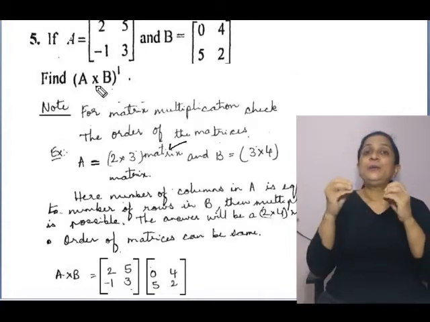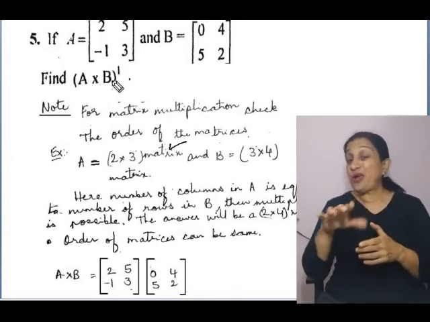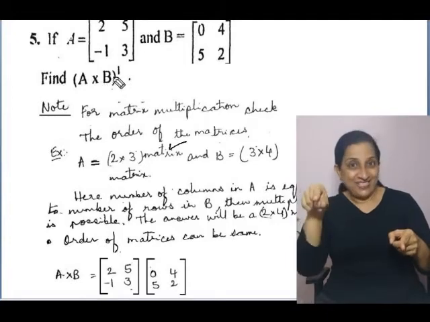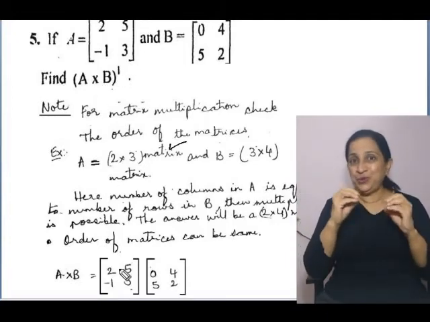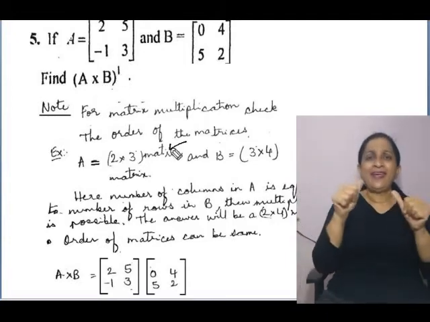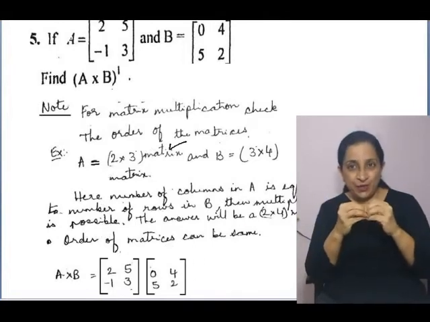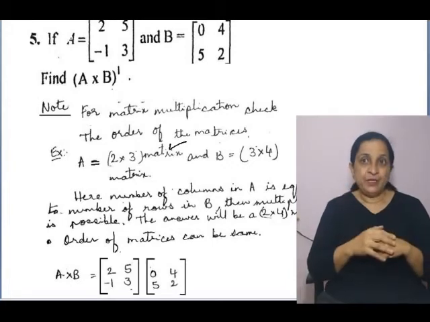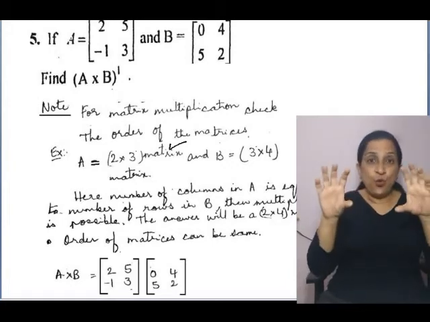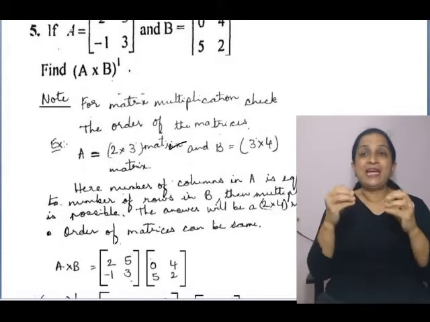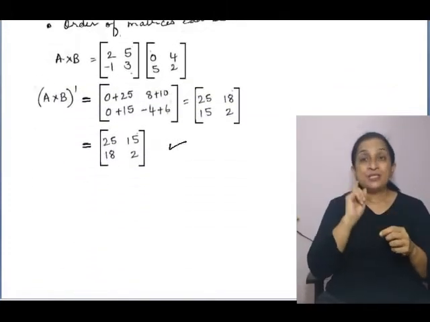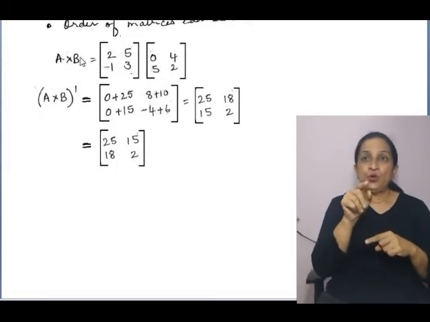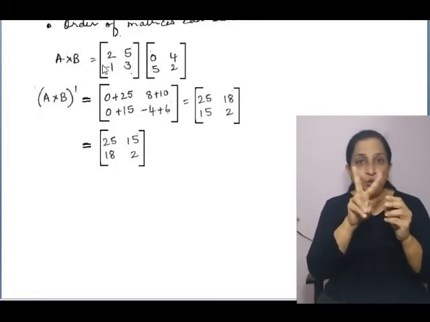Fifth, here you have been asked to find the value of A into B dash. So obviously you have to find AB, so you keep these values as it is and you have to multiply. When you multiply two matrices, that is A into B, you have to follow a particular technique. You first find it out.